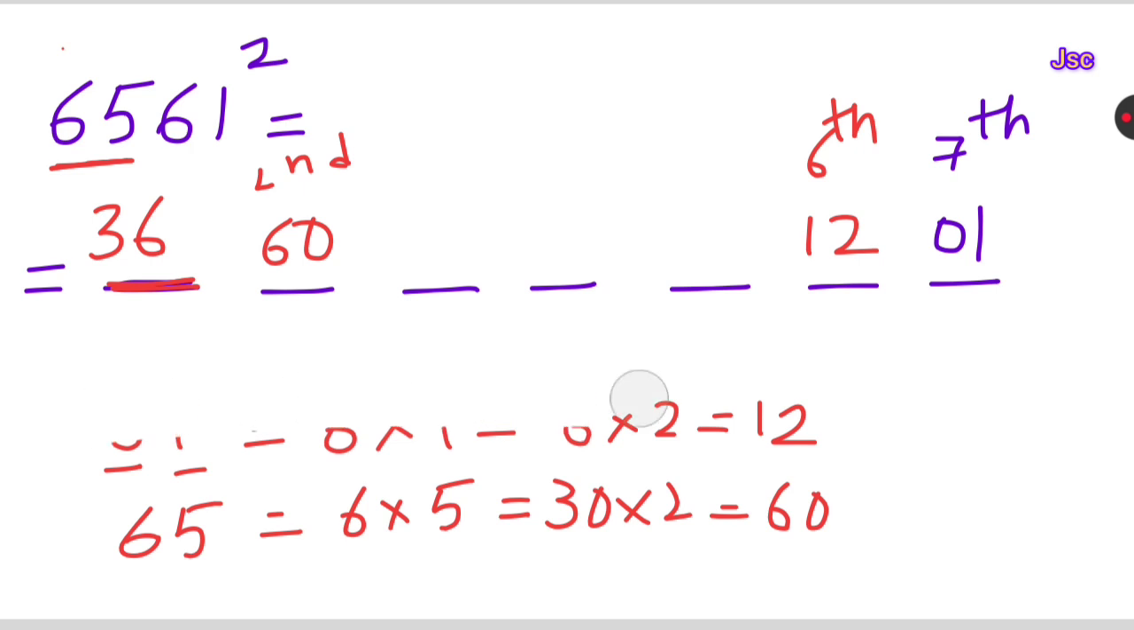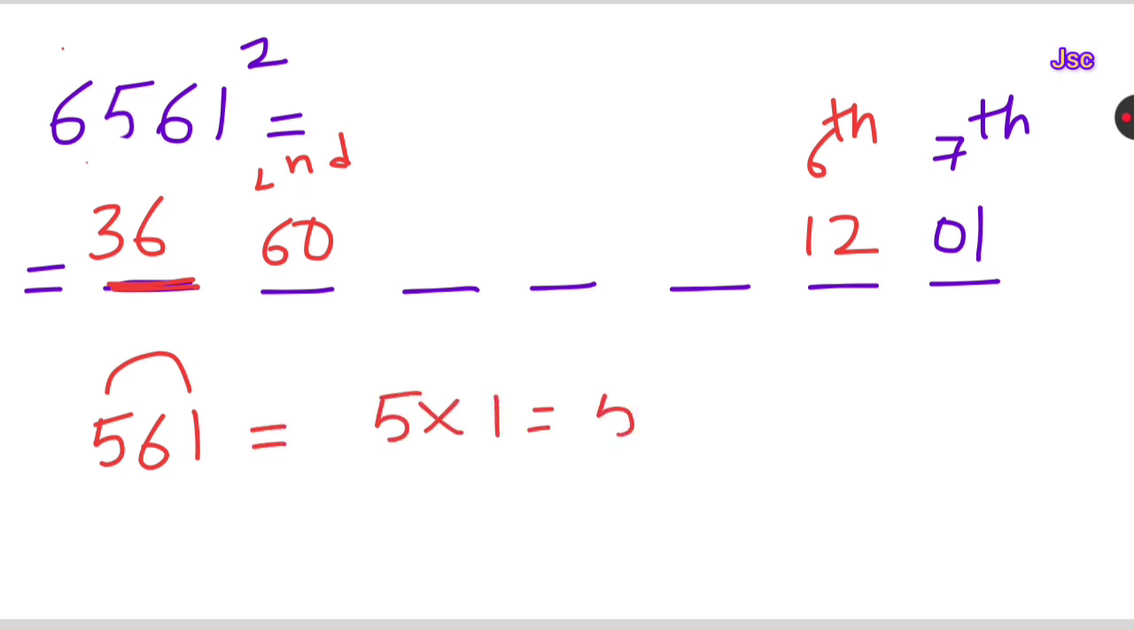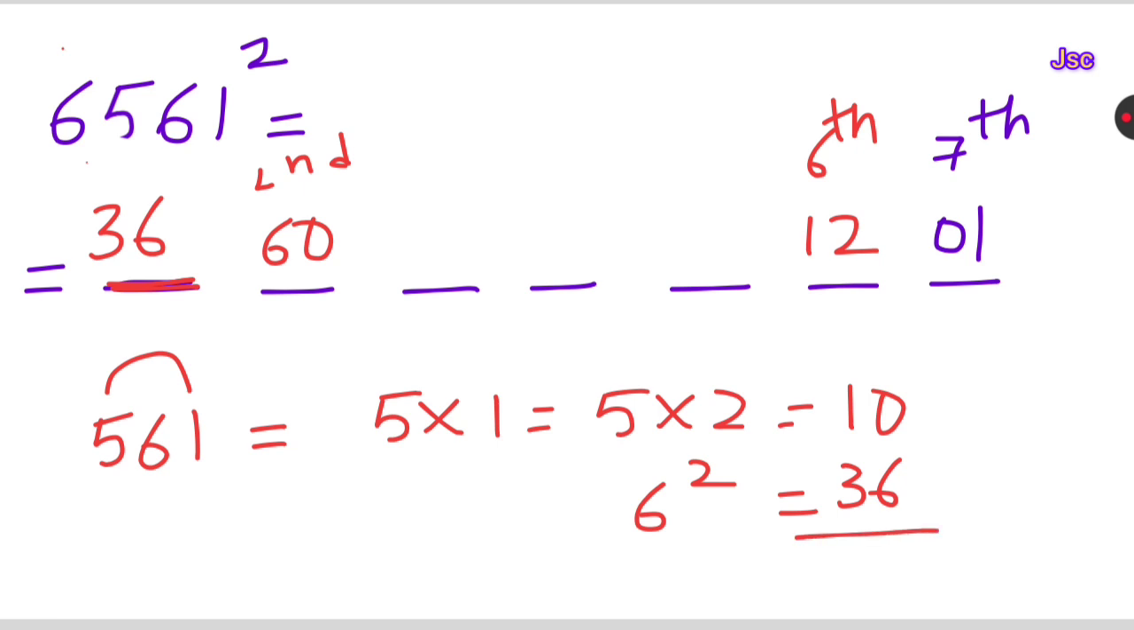Now go for the 5th position. For the 5th position you take the last 3 digits, which are 5, 6, 1. Here what we have to do is multiply the extremes. 5 times 1 is 5, and then double it, that is 10. Then the middle number you have to square. 6 squared is 36. After adding this, you will get 46. That is what you write on your 5th position.